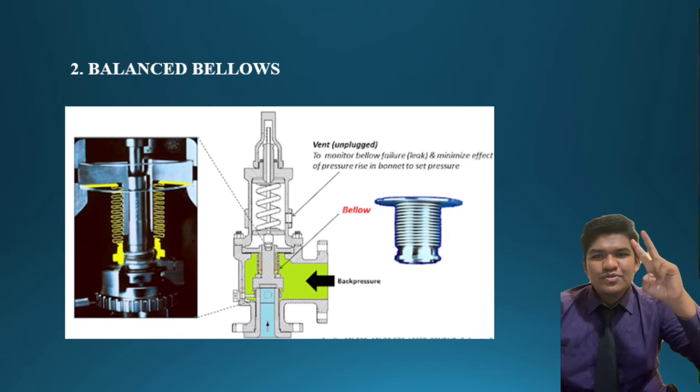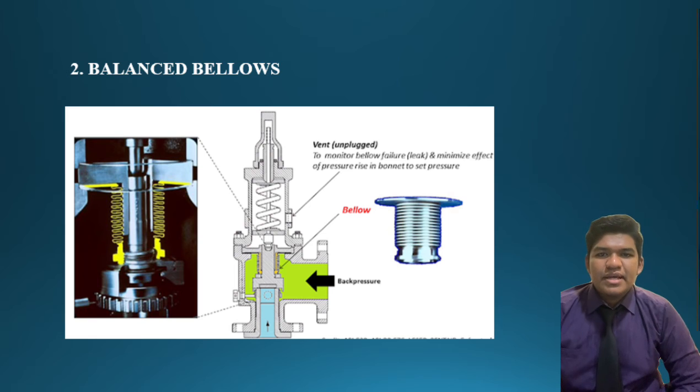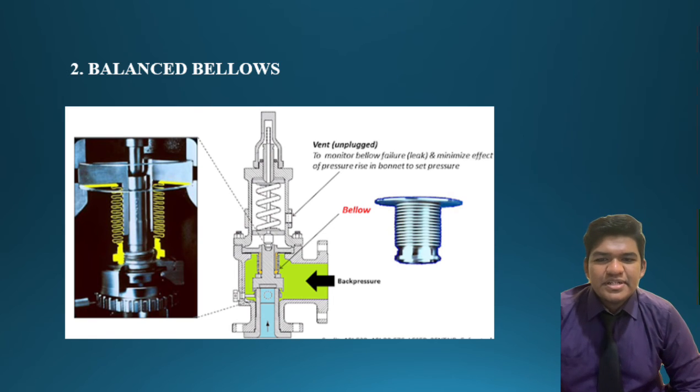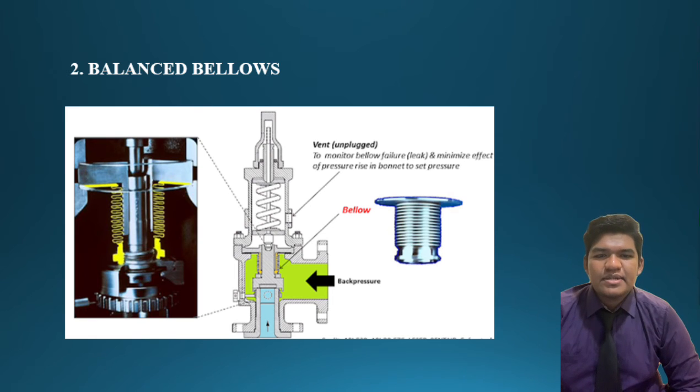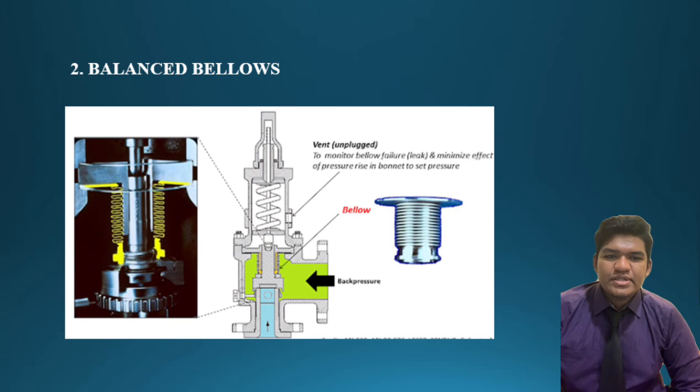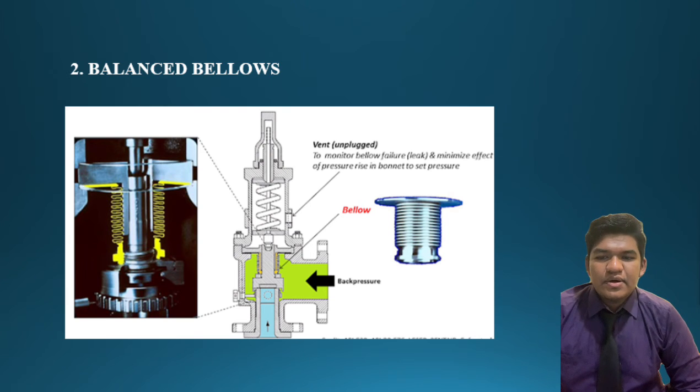For the number two, balance bellow. Balance pressure relief valve, bellows type. A balance pressure relief valve is a spring-loaded pressure relief valve which incorporates a bellow or other means of balancing the valve disc to minimize the effect of back pressure on the performance characteristics of the valve.